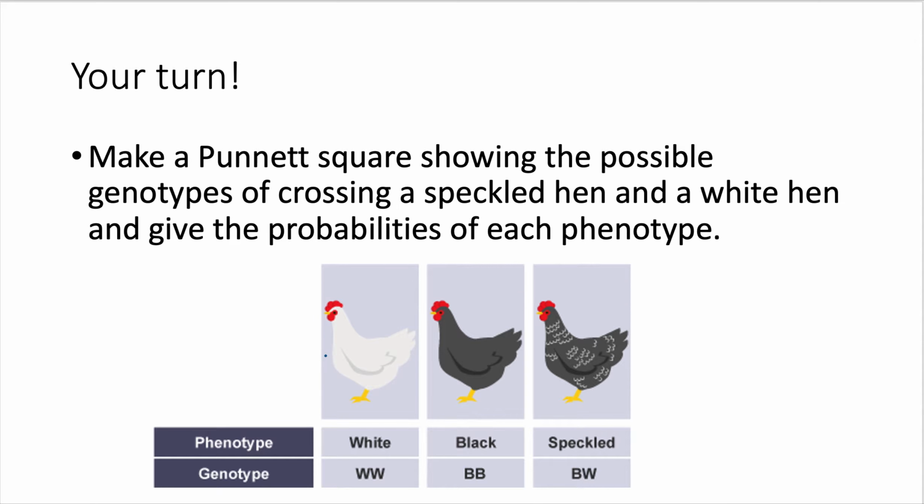So in our Punnett square, we're showing a speckled hen and a white hen. So draw your Punnett square. Pause here. Try it yourself. Pause here so you can see the question. Try it yourself and then come back when you're ready to move on.